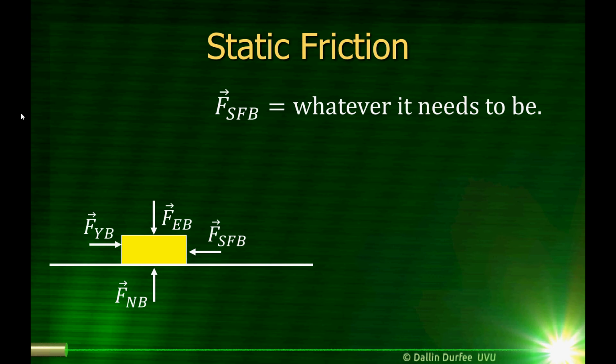In this case, there are only two forces that have a component in the x direction. That's static friction and the force of you pushing on the book. Therefore, the force due to static friction is just going to be equal and opposite to the force you're pushing with, as long as that force is less than mu s times the normal force, because that's the biggest static friction can be.